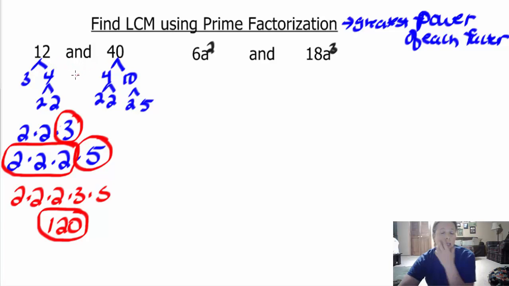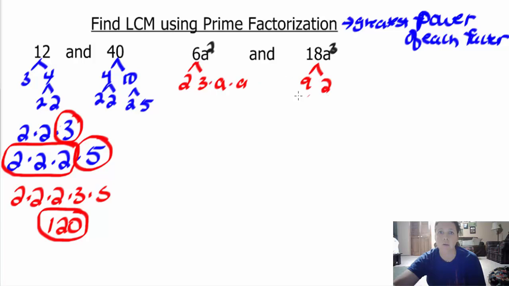But whichever way, unless it tells you, if it tells you to use prime factorization, then you need to practice this. So it just kind of depends. Over here, again, we'll just practice prime factorization since that's what it's telling us to use. So 2 and 3, and then a times a. And over here, it would be 9 times 2, 3 and 3. So it'd be 2 times 3 times 3 times a times a times a.